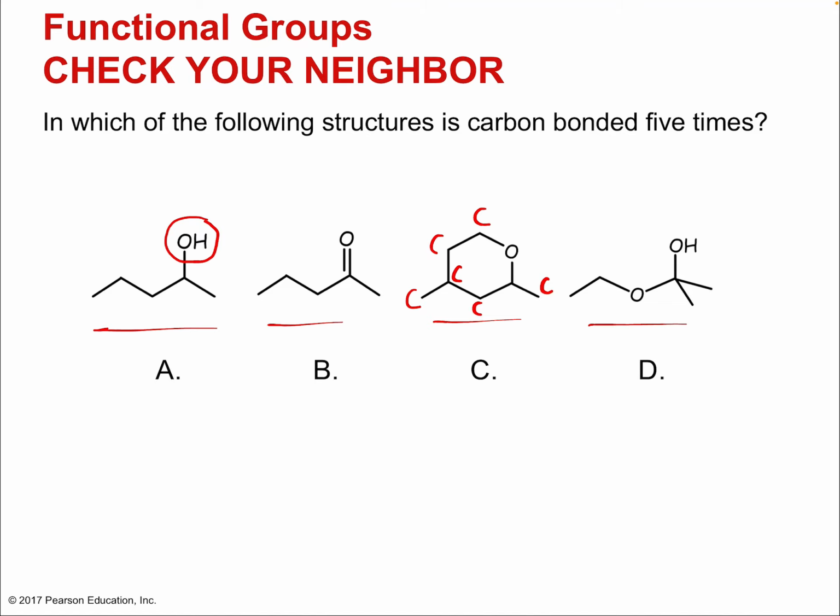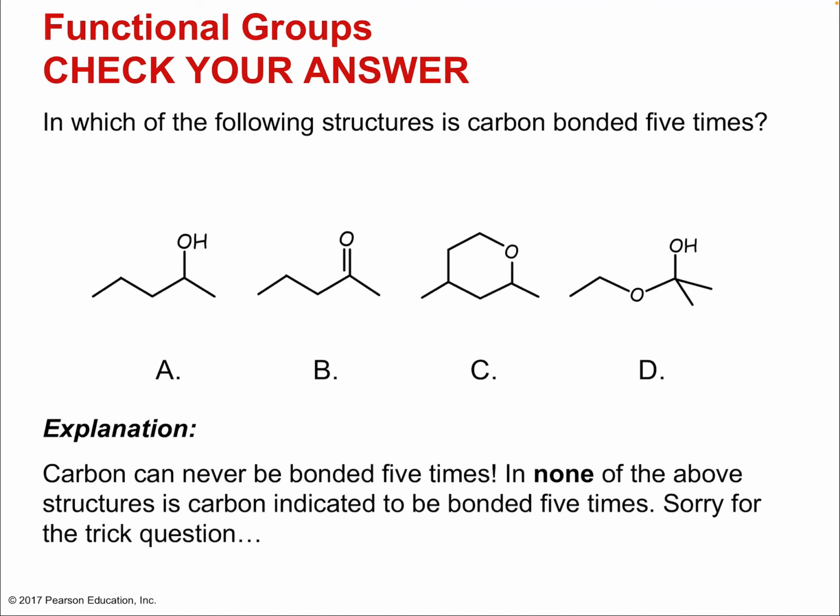Count them out. Well, it turns out it's a trick question, because carbon can never be bonded 5 times. It can only be bonded 4 times. That's the rule, that's the number of valence electrons it has. So it's a trick question that is impossible.